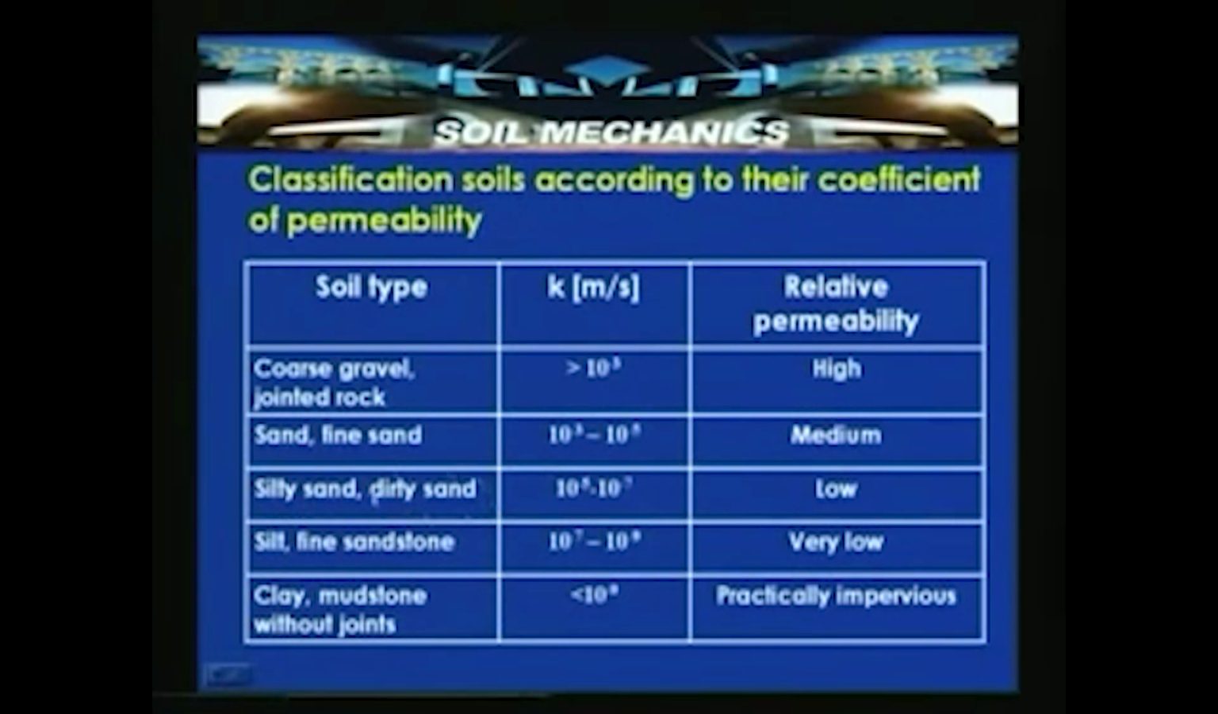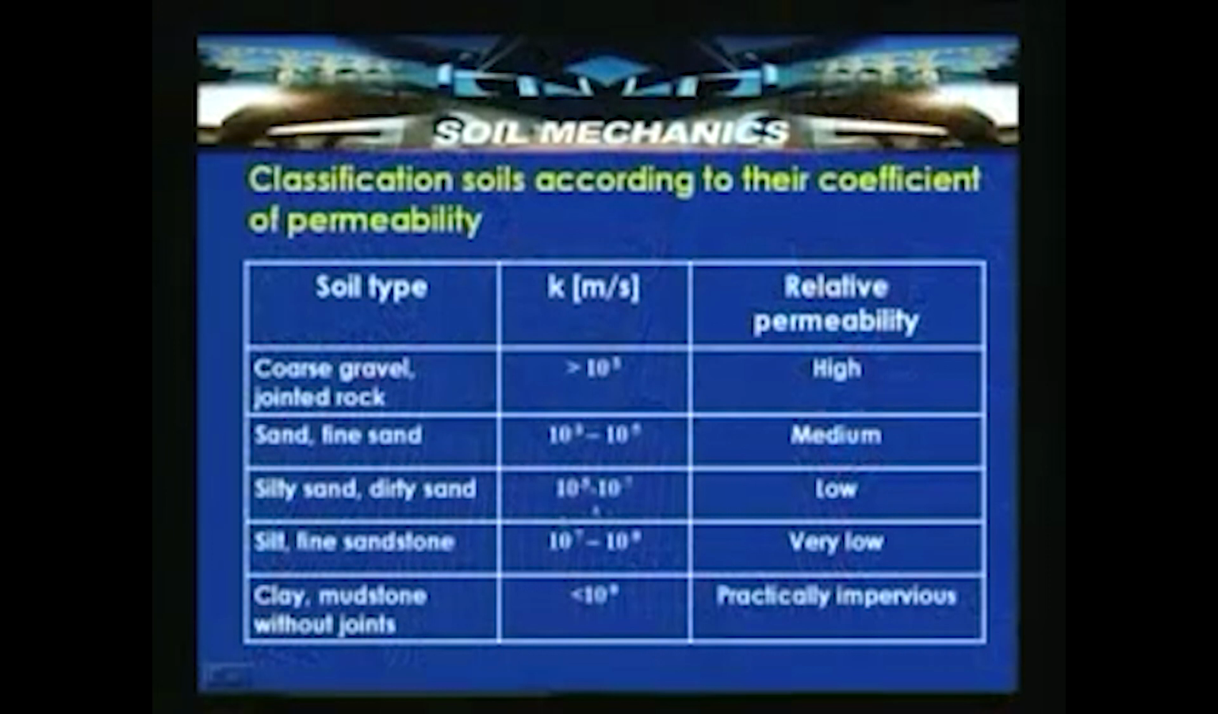Silty sand, dirty sand mixed with organic constituents, we can say that the permeability is of the order of 10 to the power of minus 5 to 10 to the power of minus 7. We say that low permeability. Silt and fine sandstone can have permeability in the range of 10 to the power of minus 7 to 10 to the power of minus 9 meter per second. We can say that very low permeability. When it comes to clay and mudstone without joints, they can exhibit a permeability less than 10 to the power of minus 9 meter per second. In that case, by all practical means, we will say that the soil is practically impervious.